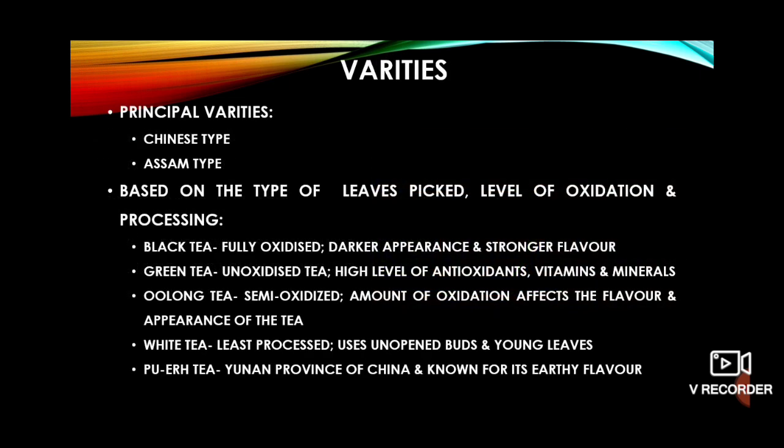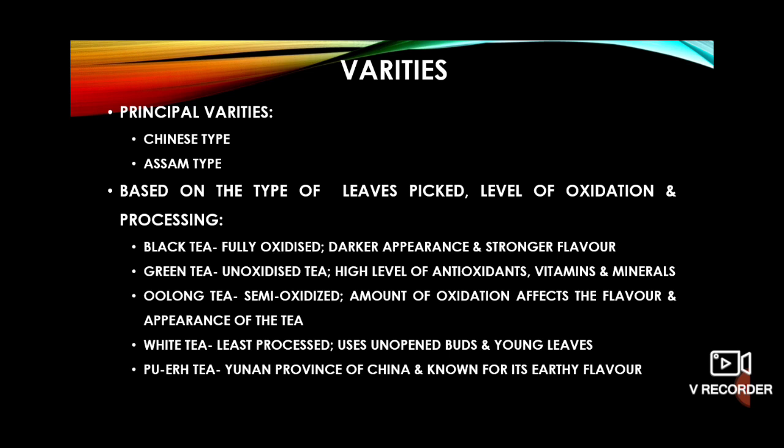Let's look into the important varieties of tea plant. Tea plant varies widely in different regions. However, you can find two principal varieties of tea in the world: the Chinese type and the Assam type. The Chinese type of leaves are generally small in nature. It grows in China, Japan and Thailand. The Assam tea are large-leaved Assam or Indian plants that are found in India and Sri Lanka.